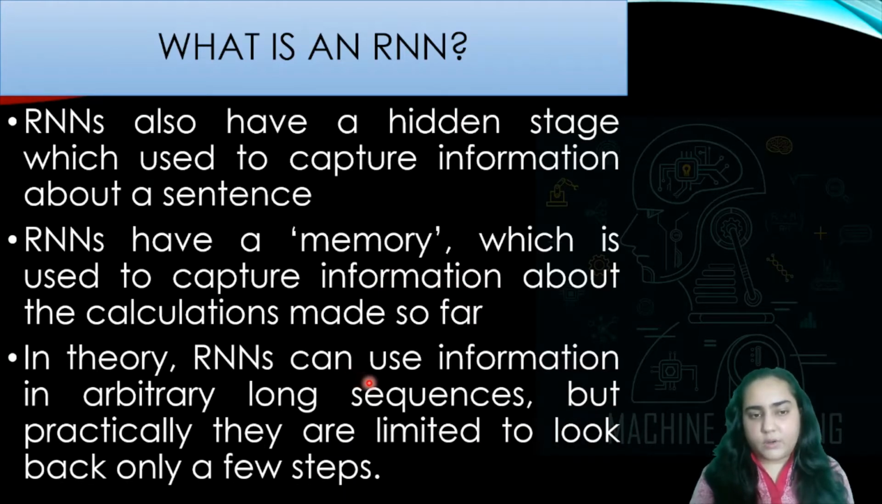So in theory, RNNs can use the information which is there in arbitrarily long sequences, but practically they are limited to look back only a few steps, okay? Because there is a memory, but they cannot look back a lot of steps. They can look back a certain number of steps. So, for example, if you had a sentence of 15 words, they could probably look back up to information about the last 4 words, but not all the 15 words that have been encountered so far.